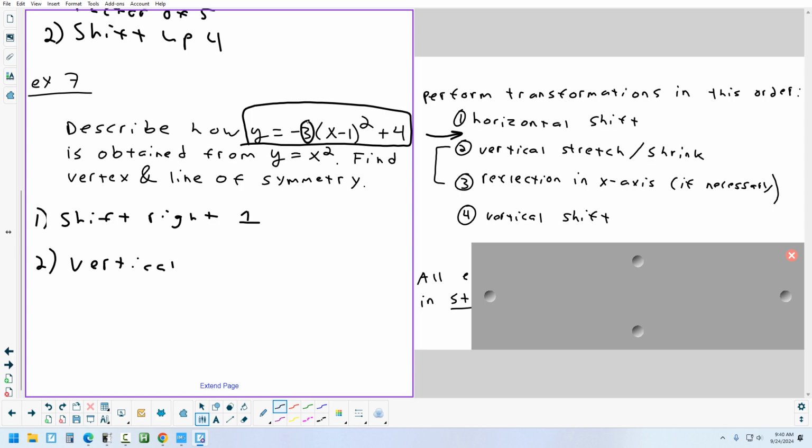So what were you saying? Vertical stretch. And what else do we have to say? By factor of 3. Now that negative in front of the 3, that's a different transformation. It's not part of the vertical stretch. That does something else. What does the negative in front of the 3 do? Which way? Down. So over the x-axis. Yeah. So we're going to say it reflects over the x-axis.